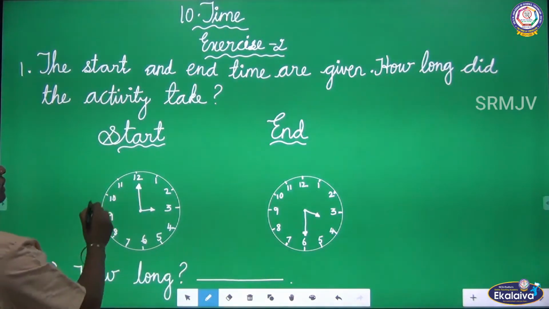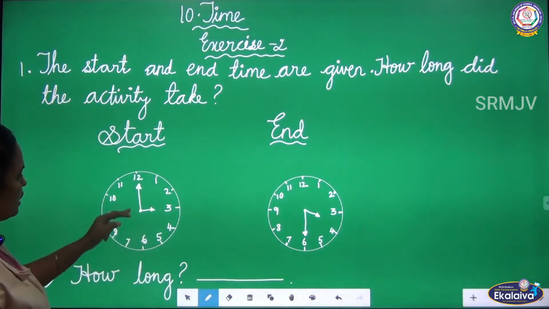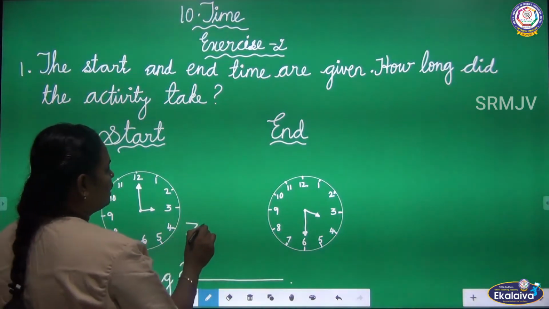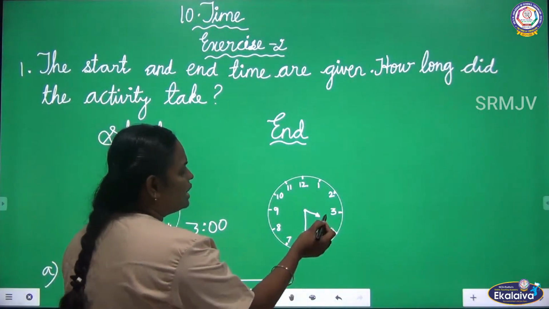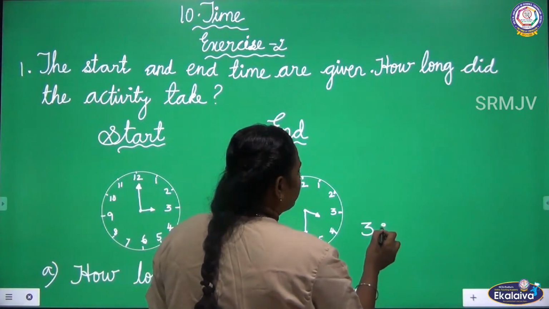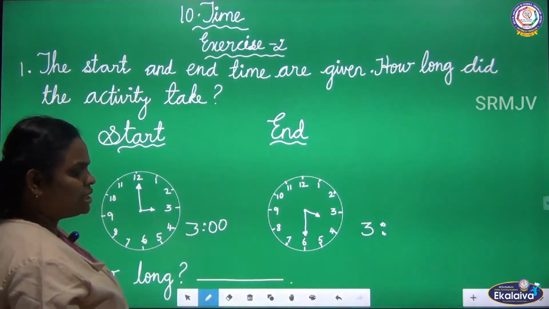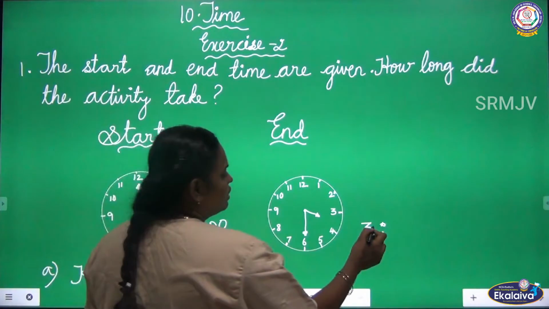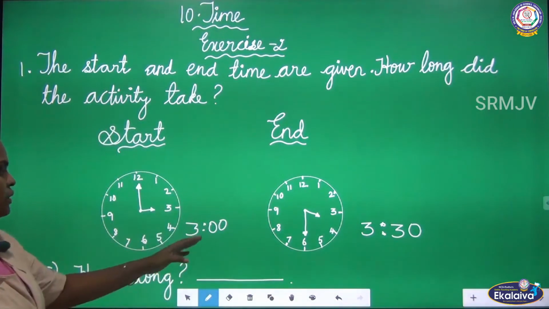Okay. So tell me the starting time. Where is the hour hand? Near 3, and the minute hand near 12. So what is the time here? 3 o'clock. Next here, see where the hour hand is, in between 3 and 4. So what do you have to write? 3 o'clock. Then how many minutes? The minute hand is near 6. So 6 fives are 30. So here 3 hours 30 minutes, and here 3 hours.